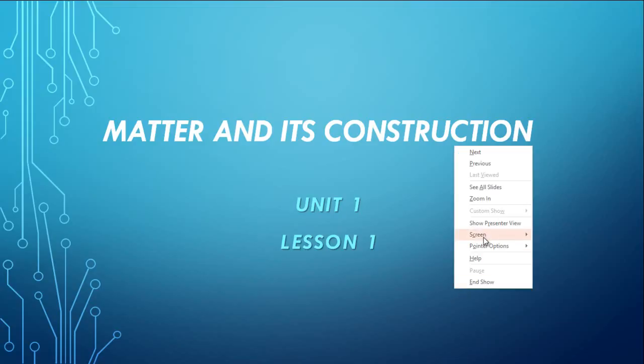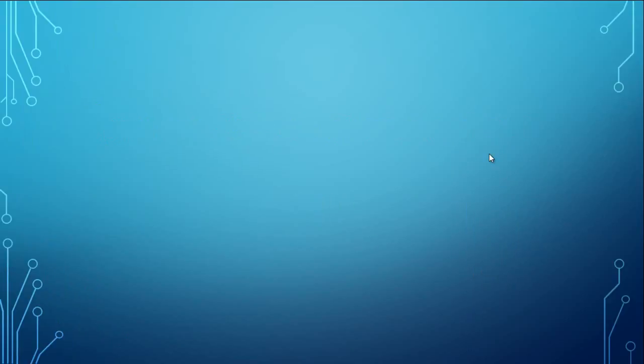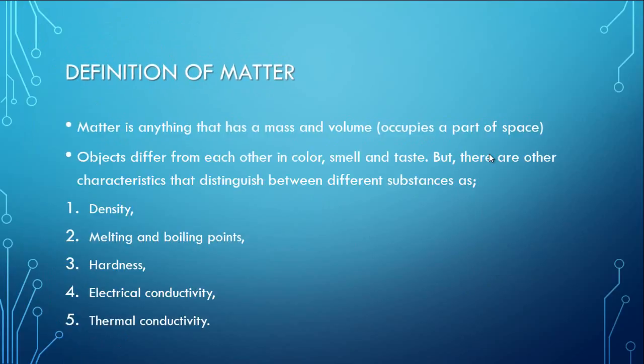Matter and its construction. Unit 1, Lesson 1. Definition of matter. Matter is anything that has a mass and volume. Objects differ from each other in color, smell, and taste.